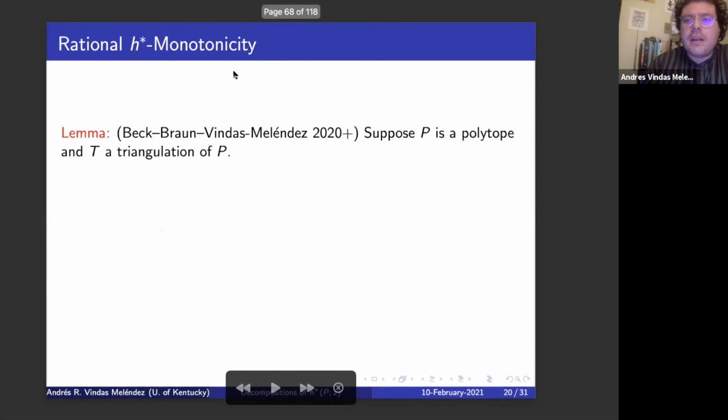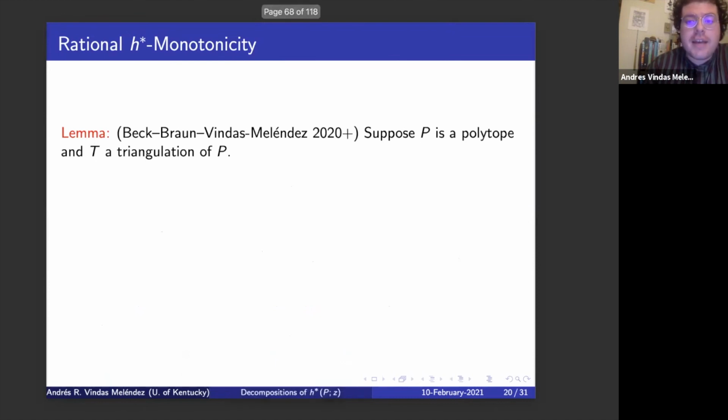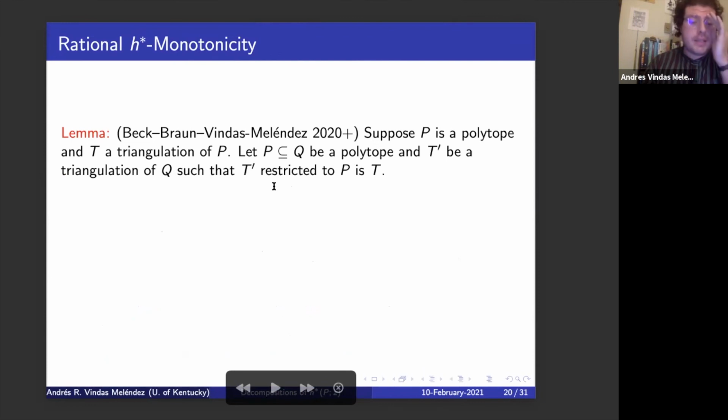I think this is the lemma that I was talking about, Steve. If I have a polytope P with a triangulation T, and P is contained in Q, and T prime is the triangulation of Q, I want it to be such that when I restrict to P, sorry, let me start over. I have a polytope P and a triangulation T of P. I'm going to let P be contained in a larger polytope Q, where T prime is the triangulation of Q, such that T prime restricted to P is my triangulation T, okay?